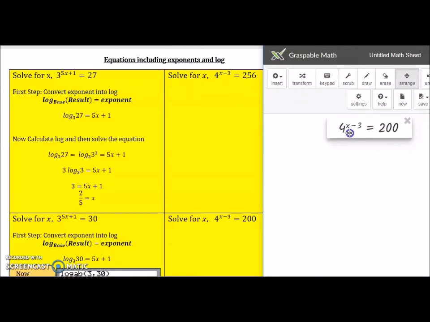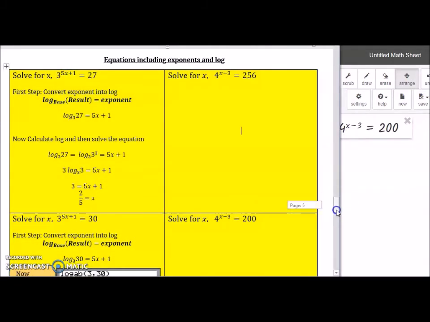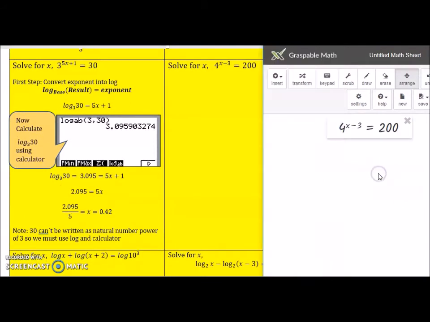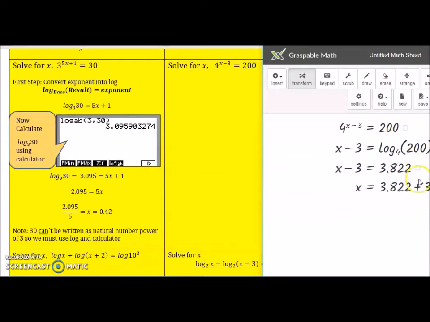4 to the power x minus 3 is 200. We will solve this equation by two methods, without a calculator and with a calculator. So this is 4 to the power x minus 3 equals 200. Convert into log. So log base 4 of 200, because there is no integer power of 4 which gives you 200. So you will have to use a calculator here. You get 3.88 and then you add 3, you get 6.822.